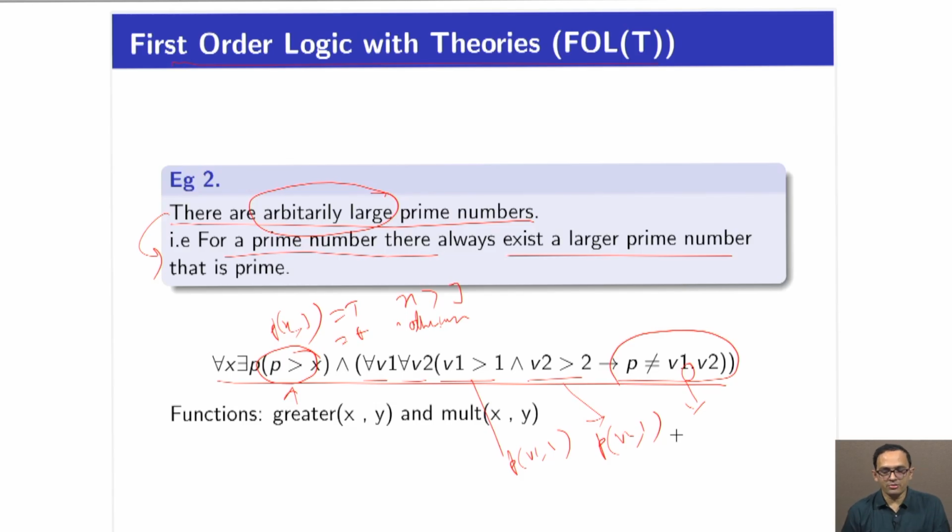I will explain the encoding. What I have done here is for every x there exists a p such that p greater than x. And for all v1 and all v2, v1 and v2 greater than 1, implies p not equal to v1 dot v2. So, what does this mean? This is the prime property. What is a prime number? It is only divisible by 1 and that number. So, that means there does not exist another 2 numbers which if you multiply you will get p. So, effectively this says that p is prime.